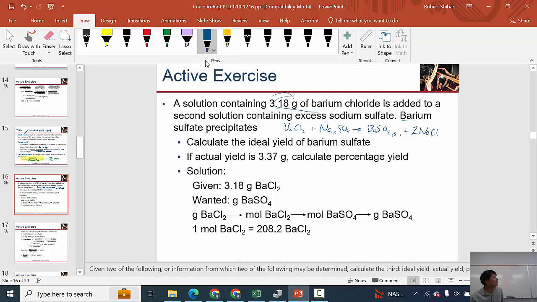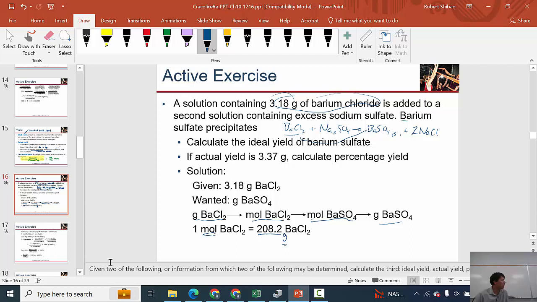So if we have 3.18 grams of barium chloride, what we'll do is we'll go from grams of barium chloride to moles of barium chloride, and then moles of barium chloride to moles of barium sulfate, 1-to-1 mole ratio, and then to grams of barium sulfate. So we have to calculate the molar mass. They did it for us here, so we'll just use theirs. They calculated the molar mass of 208.2. This unit is missing here, the unit should be grams. If we're looking at a mole of these, then the unit will be grams.